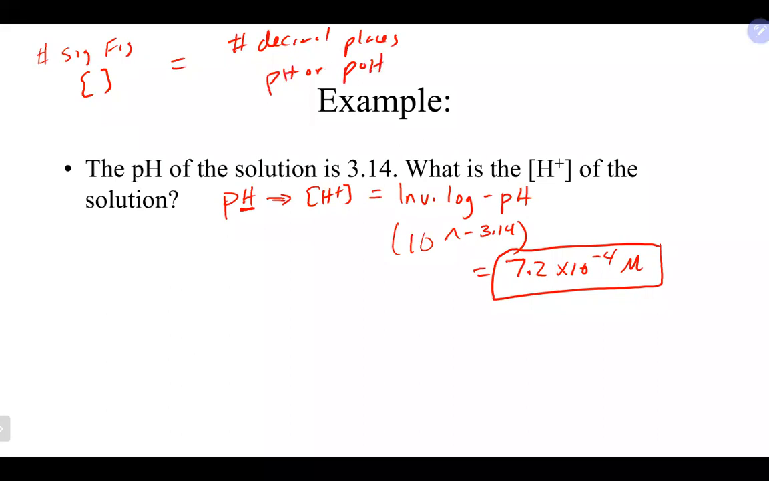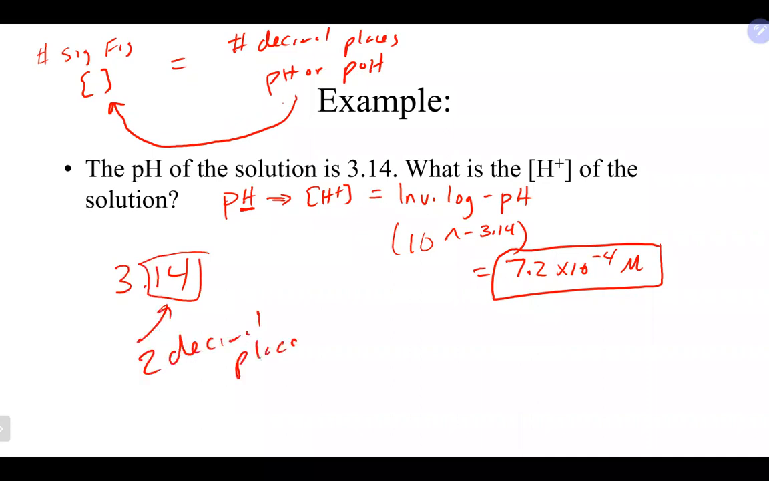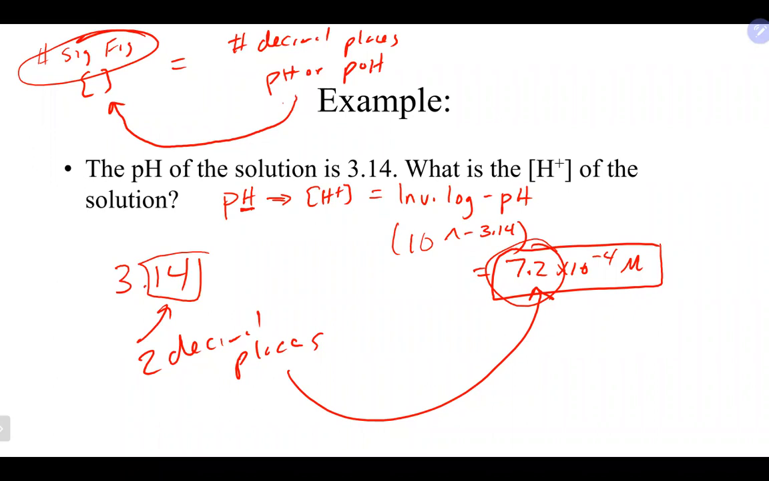In this case, we're actually going backwards, which means the number of decimal places should equal the number of significant figures, not decimal places, in the concentration. So we had 3.14, which has 2 decimal places, which means when we come back over here to our concentration, it should actually have 2 sig figs. So remember, we're going from sig figs to decimal places back and forth, depending on which way you're going. It's not decimal places to decimal places or sig figs to sig figs.